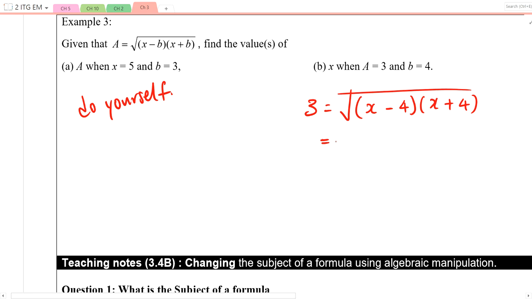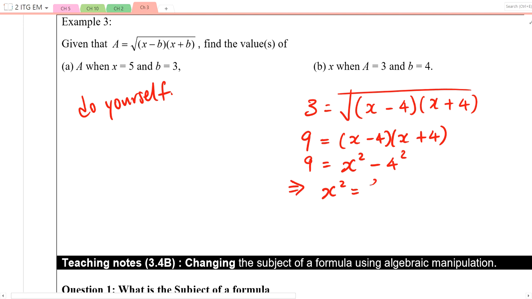Okay, so now we want to get rid of the square root. We do so by squaring both sides. And we get (x minus 4)(x plus 4), which is actually x squared minus 4 squared. This tells me that x squared equals 9 plus 16, which is 25. So x must be equal to plus minus square root of 25, which is plus minus 5. There are two answers over here.